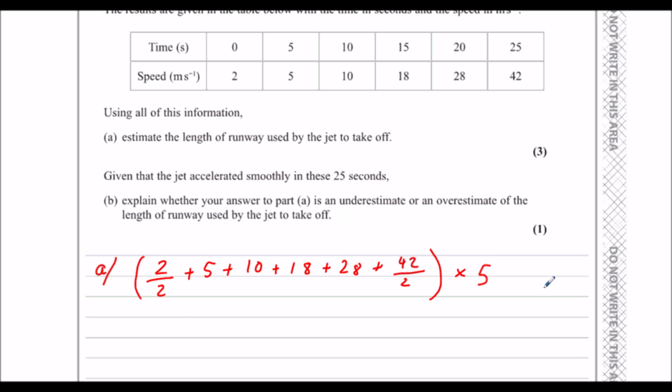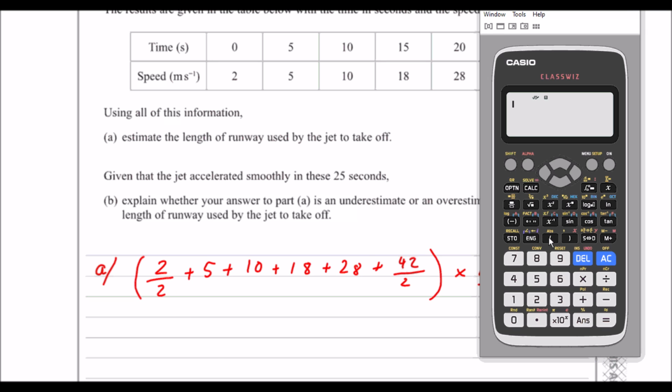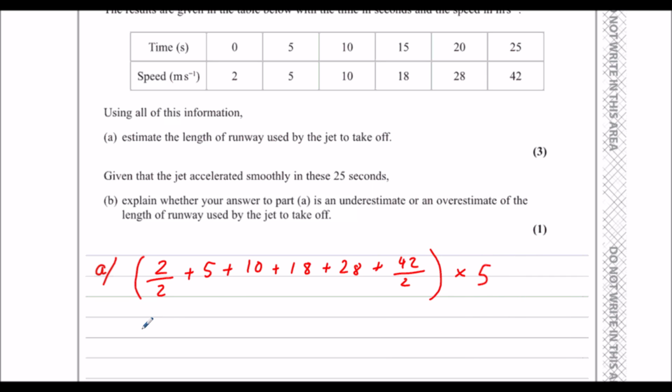So let's type this in the calculator. So we've got 2 over 2, which is 1, plus 5, plus 10, plus 18, plus 28, plus 42 over 2. All times by 5. So 415. What's the length? It's in meters. So the units used were meters per second and seconds. So we've got meters as the distance.